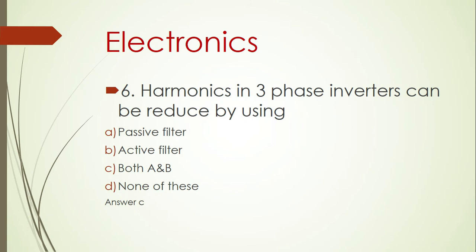Harmonics in three-phase inverters can be reduced by using A, passive filter, B, active filter, C, both A and B, and D, none of these. Option C, both A and B, passive filter and active filter.